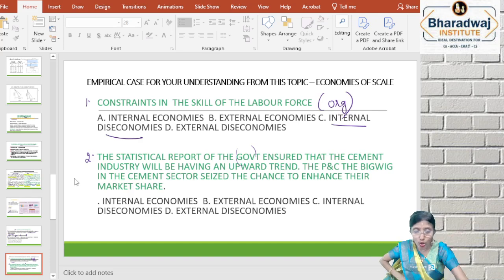Now one of the firms, a company named PNC, is also in the cement sector. So it's a cement company. They want to make use of this chance to enhance their market share. So it is an example of external economies. This growth of the PNC cement company is because of an external factor: the data released by the government, the statistical report, says they are going to take advantage. It's external, and it's an advantage, so economies. Like that, you have to correlate examples.